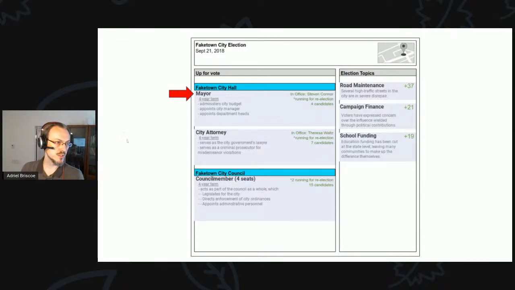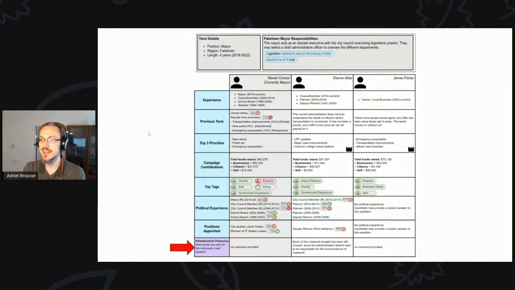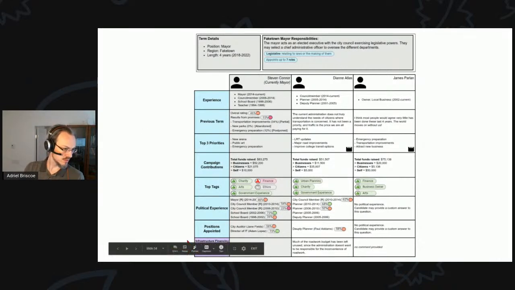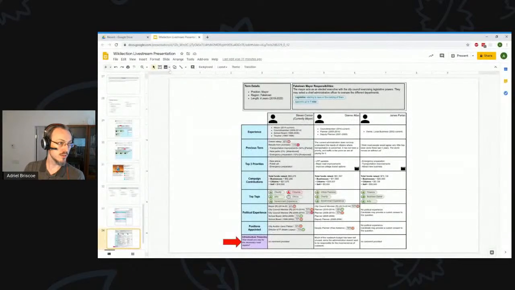So next, we're going to drill into the example for mayor. So this is an example of what it might look like when you're comparing candidates. You can see here that it's kind of small. Let me see if I can actually zoom in a little bit. I'm going to exit view mode here. I think I can do it that way.